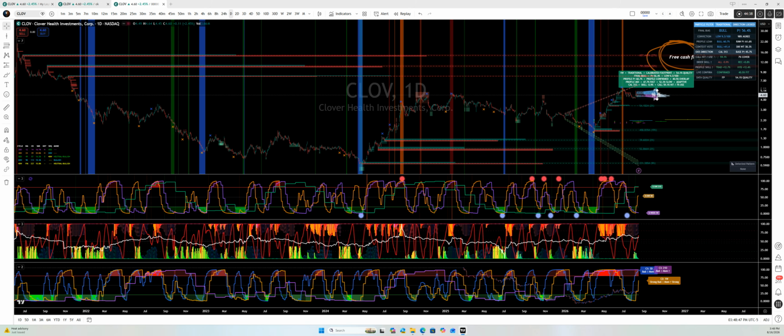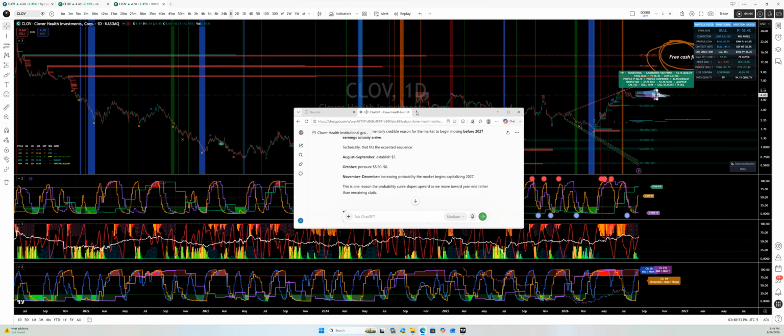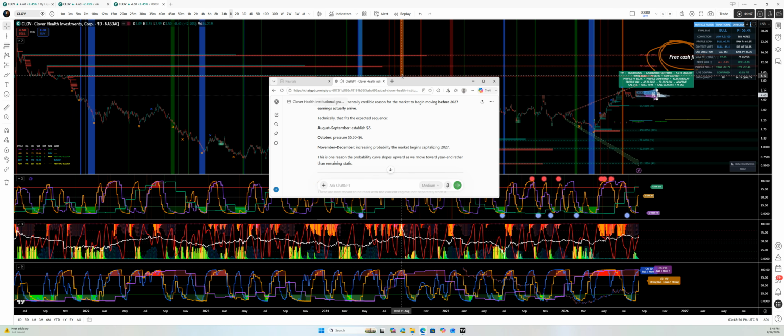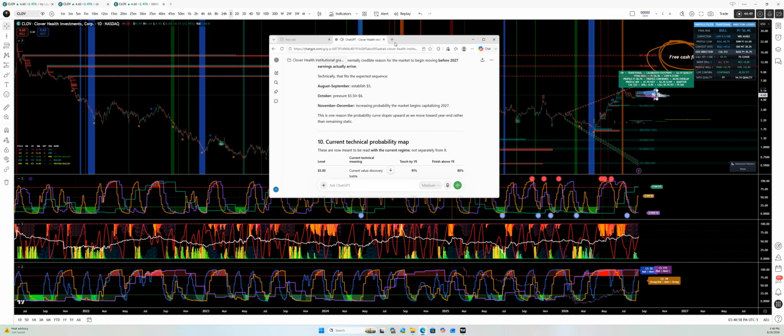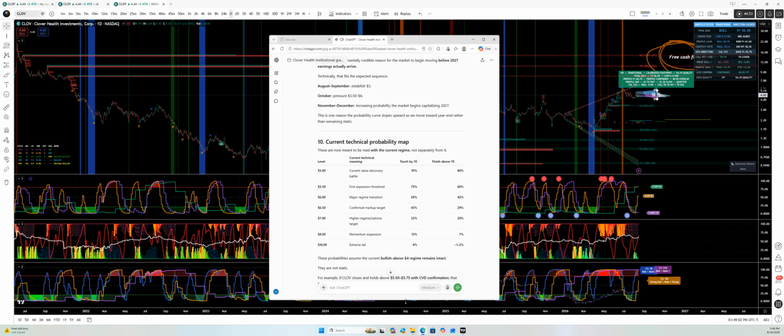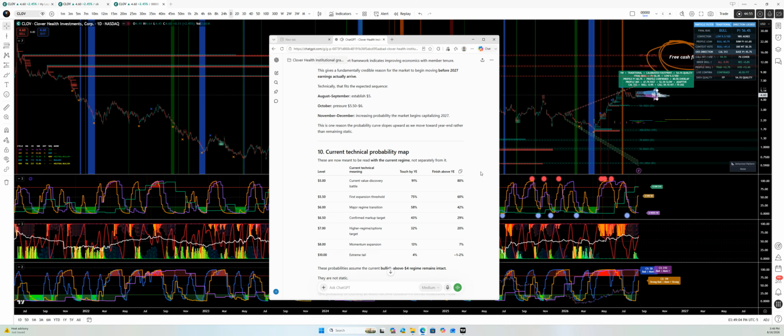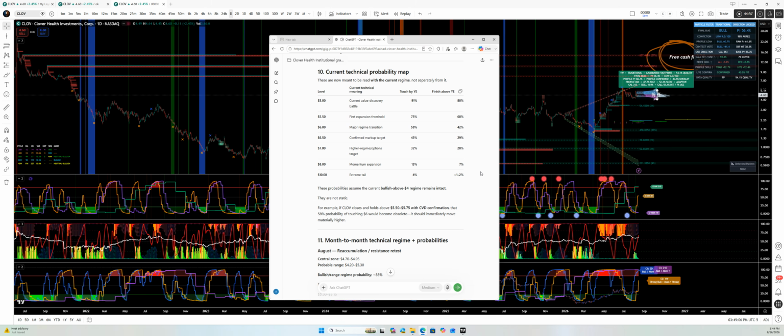Immediate battle, $5 to $5.15. Breakout confirmation, $5.50 to $5.75, first confirmed expansion target. Major bull target, $6.50 to $7 plus, institutional guardrail. Bearish failure target if $4 breaks, $3.40 to $3.60. Current year-end probability weighted target, $5.90.